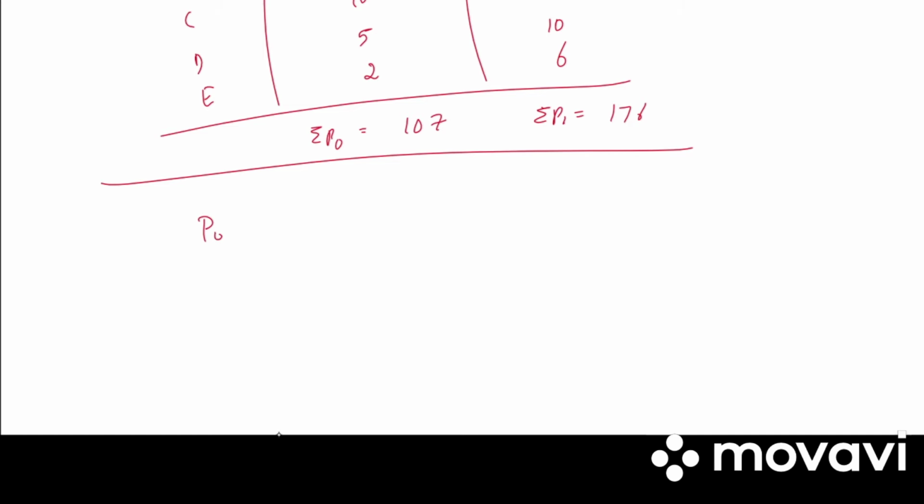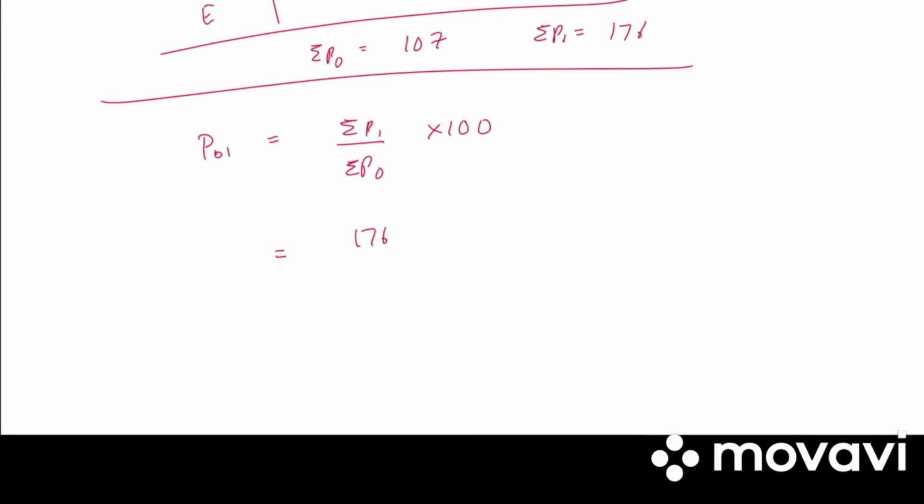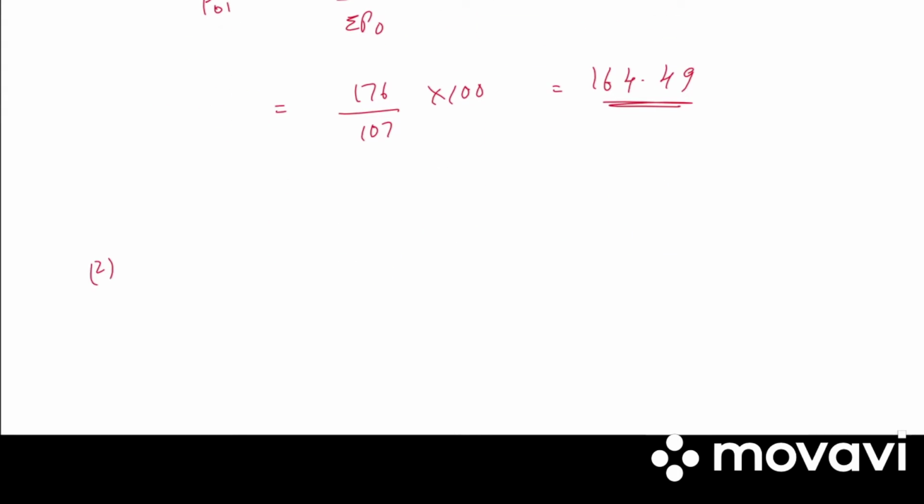So what is the formula? P01 is equal to summation P1 divided by summation P0 into 100. 176 divided by 107 into 100. It is 164.49. Therefore, price index is 164.49.